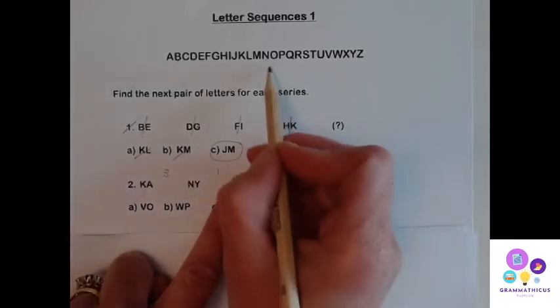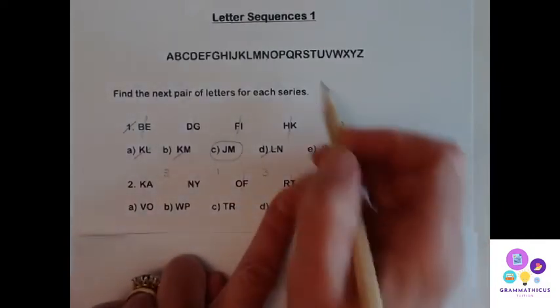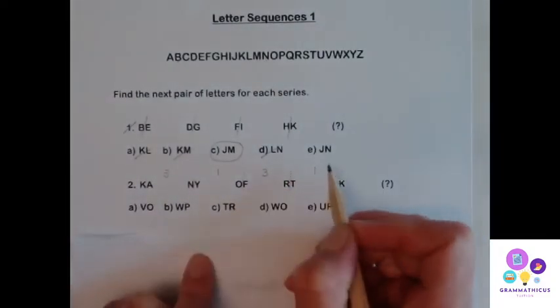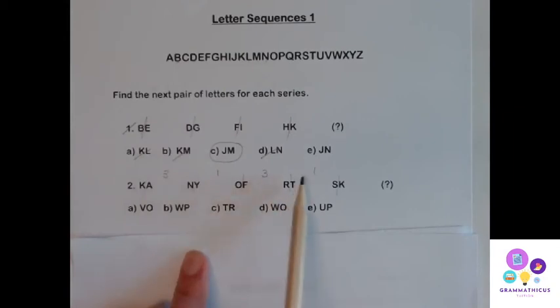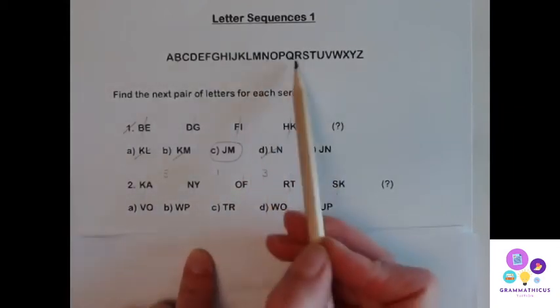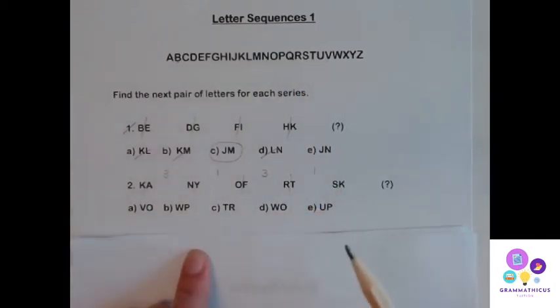O to R is forward 1, 2, 3. R to S is forward 1. Now I can see this time, rather than having plus 2, plus 2, plus 2, I've got an alternating pattern: plus 3, plus 1, plus 3, plus 1. So the next in the sequence is going to be plus 3. I'm going to go to S and add 3: 1, 2, 3 gets me to the letter V.